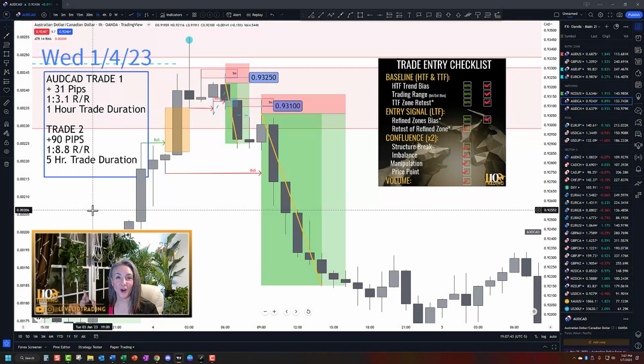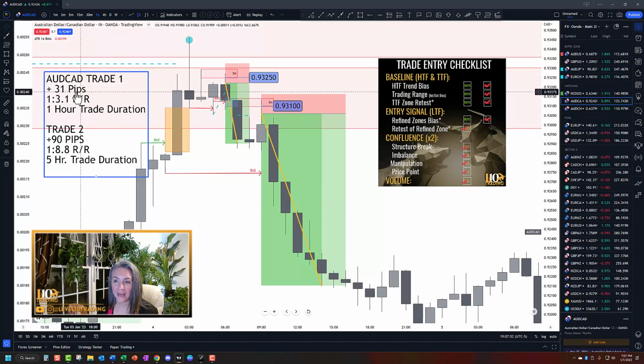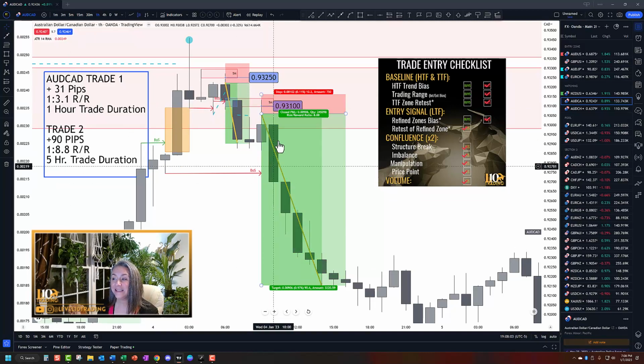Okay, here are two trades that I took this past Wednesday that I want to go over and break down with you real quick. The first trade was a 31 pip trade. It was a 1 to 3 risk to reward, and it took about an hour for those 31 pips to play out. The second trade was a 90 pip trade.